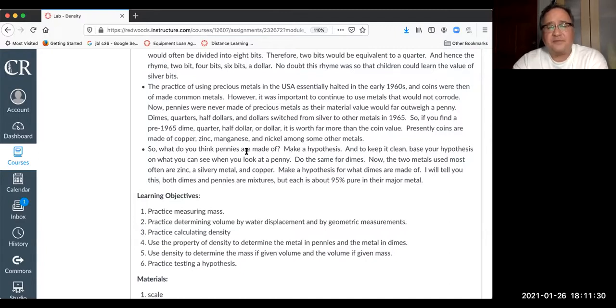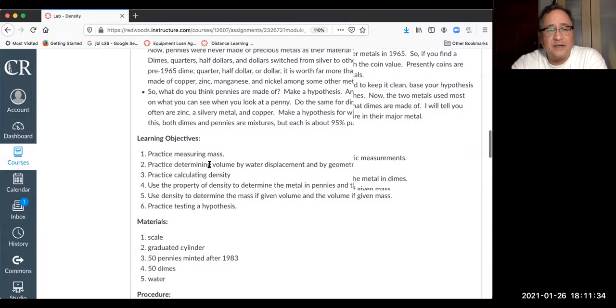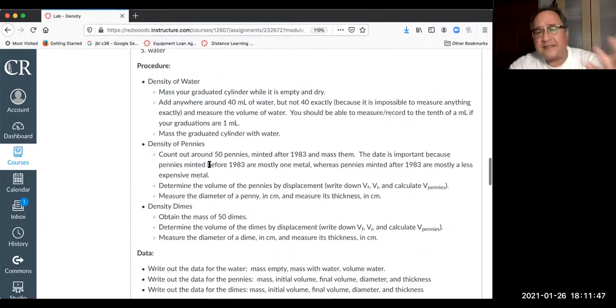So our learning objectives don't go in the introduction normally, but this is the stuff we're going to be doing. Materials don't usually go in the introduction. But before we're ready to write what we're going to do in the introduction, let's take a look at the procedure. We're going to get the density of water. So you mass your graduated cylinder while it's empty and dry. Then add about 40 mils of water, then mass it again.